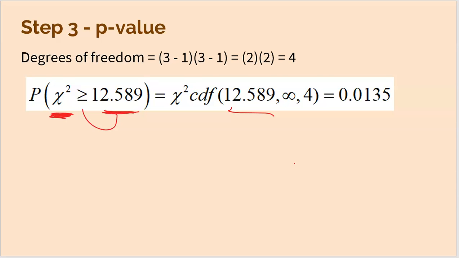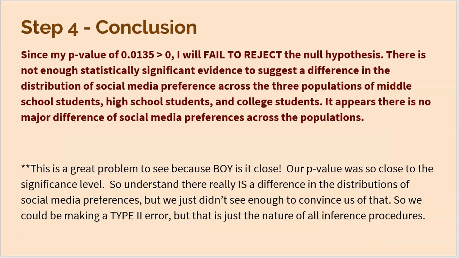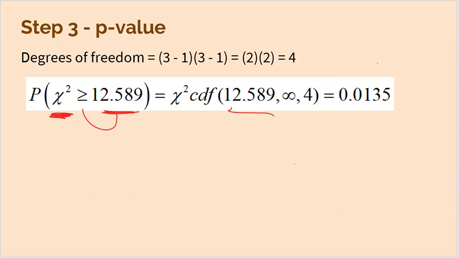Now that's an interesting p-value because that could really kind of reject the null or not reject the null. So if you go back to the problem, I did ask you to conduct the test at the 1% level. So that is really going to make a difference in our answer here. Again, 0.0135 was our p-value. Okay, so now for the conclusion.